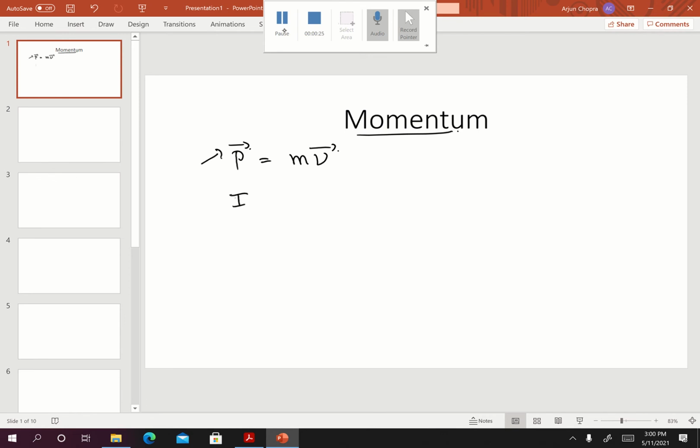So it's a vector quantity. A vector quantity means what? It has direction as well as magnitude.